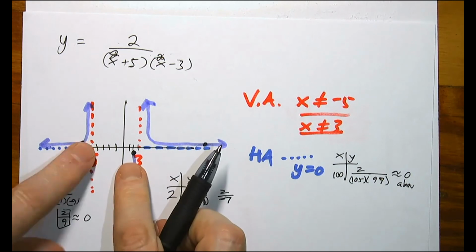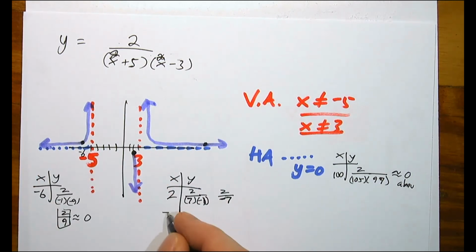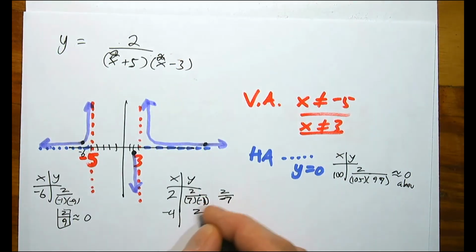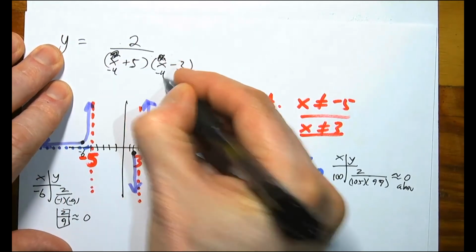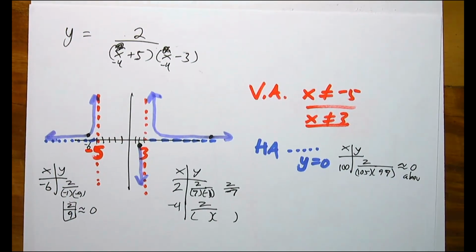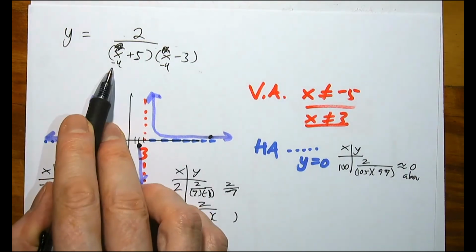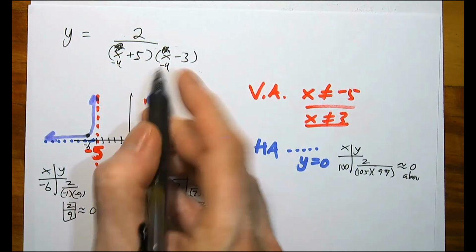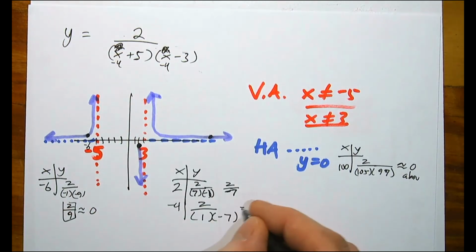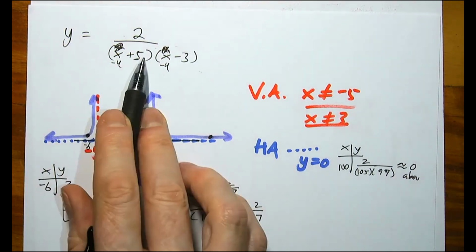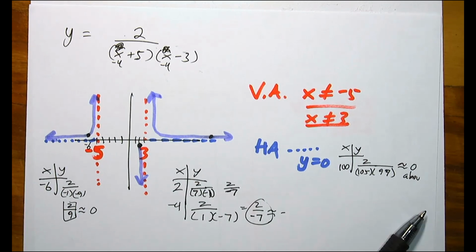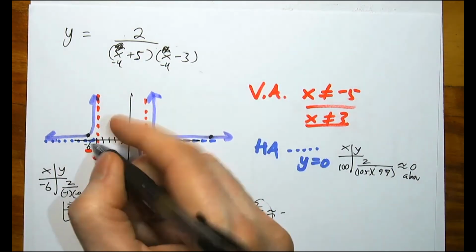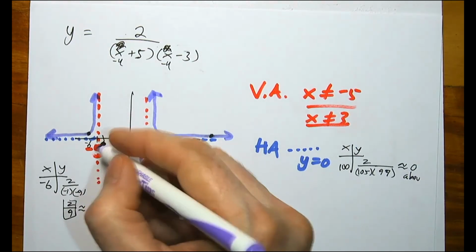Okay, now let's try something over here close to -5. How about -4? Plug it in and see what you get. Let me let you try that one yourself. 5 and -4, that's 1. -4 minus 3, -7. That's 2 over -7. I'm going to check that again. 1, -7. Okay, that is negative something, right? It's close to 0, but it's also negative. It's also a little below, isn't it?